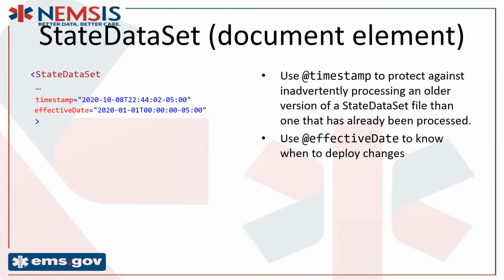So you can use the timestamp just to make sure that you're processing the latest update of a StateDataSet from a state. You can compare that to what you've previously processed and say, yeah, this is a newer StateDataSet. I'm going to go ahead and process this. You could use the effective date to know when to deploy the changes. So the state may, for example, add some new custom elements, and they'll set an effective date on their StateDataSet that they want those custom elements or whatever else they added to be implemented by a certain date.